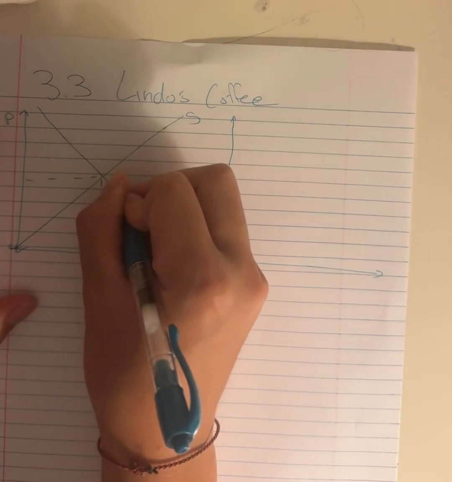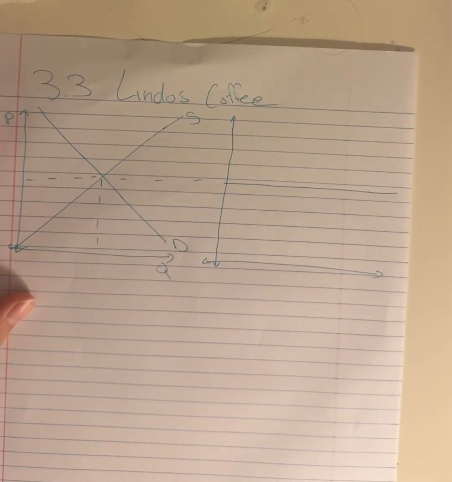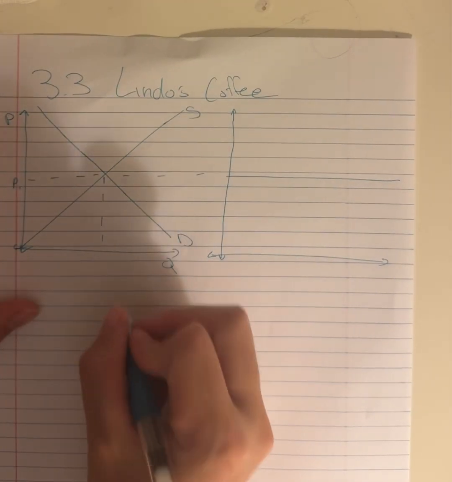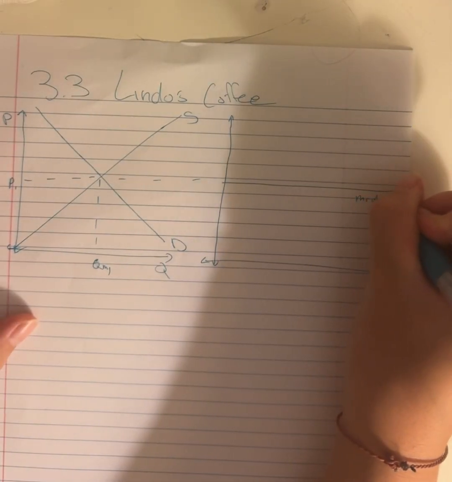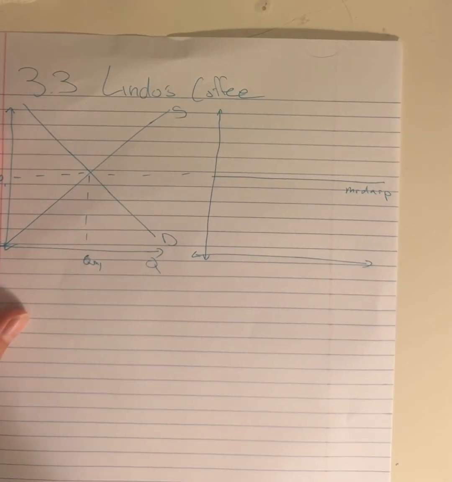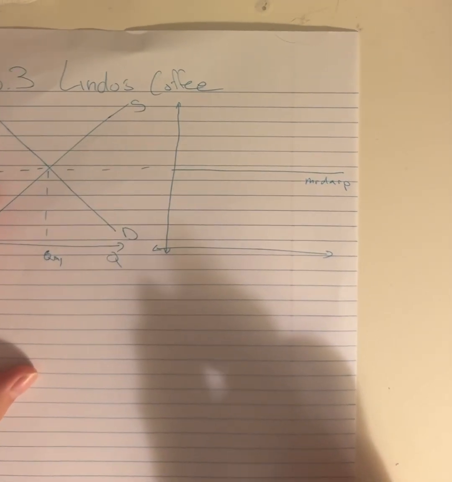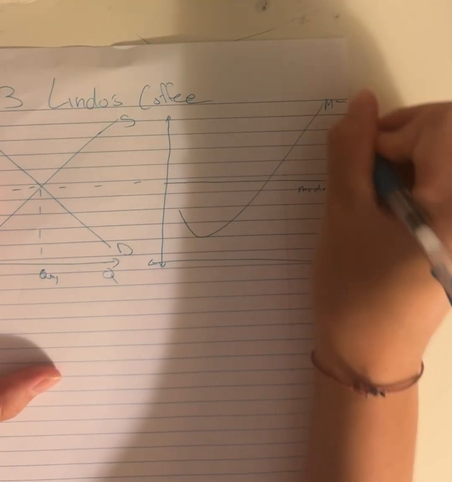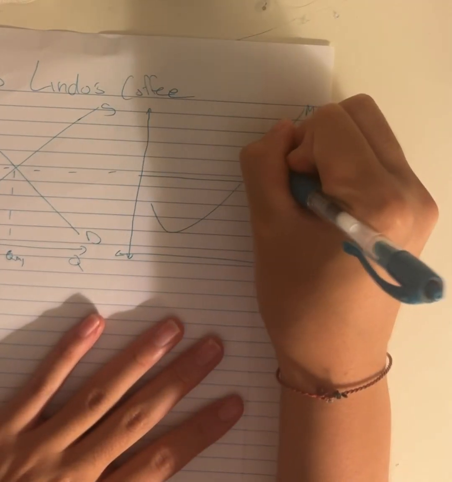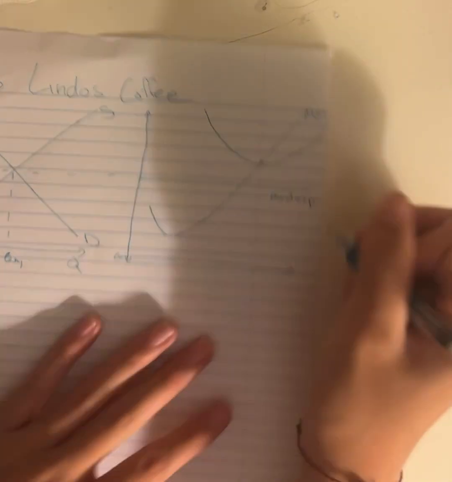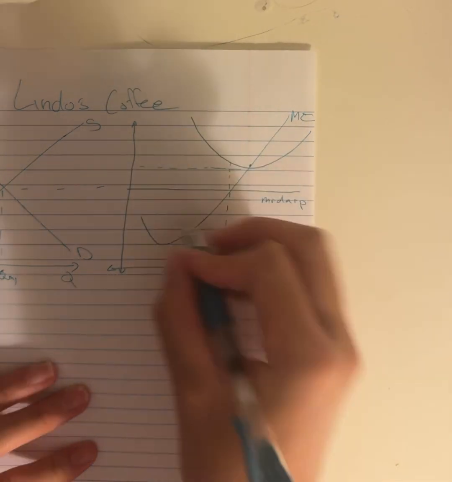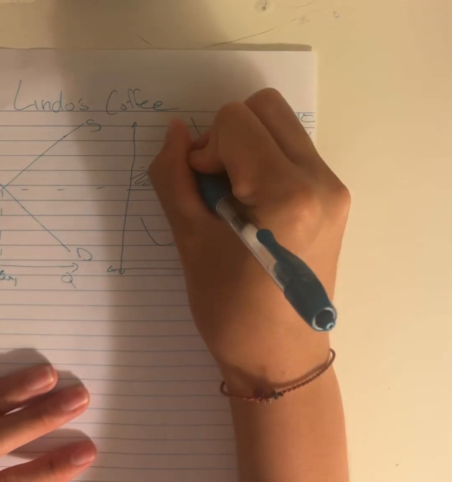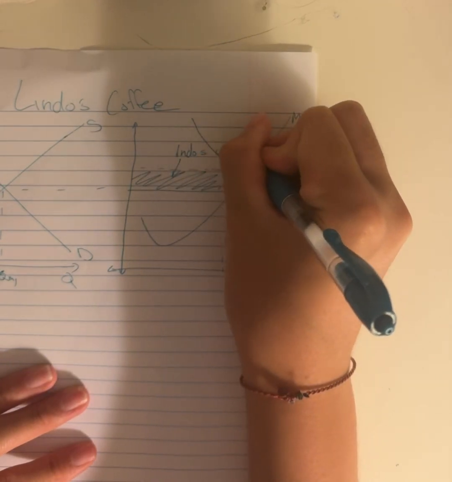Continue the equilibrium line all the way through here. We will mark this P1 and Q1, and it goes through here. So this is our MR, our demand line. However, currently Lindo's Coffee, for whatever reason, is experiencing losses. This is our MC curve, and if they're experiencing losses, that means their average total cost is above MR. Here is our equilibrium, and this is the current short-run loss that Lindo's Coffee is making.